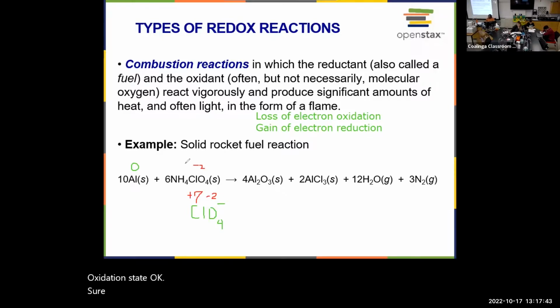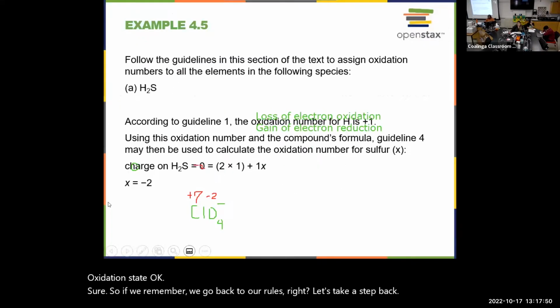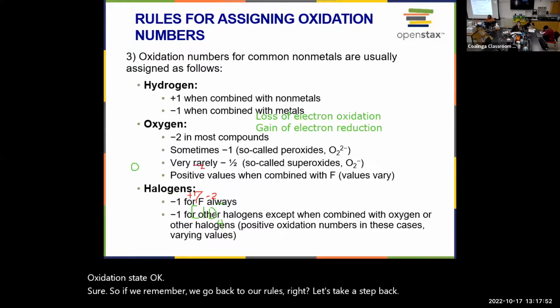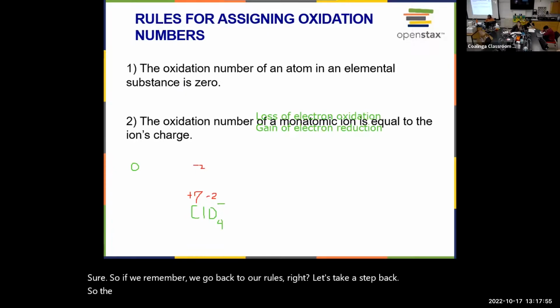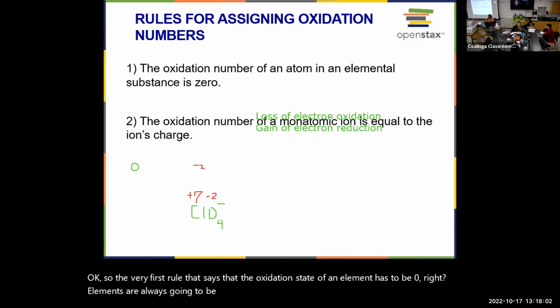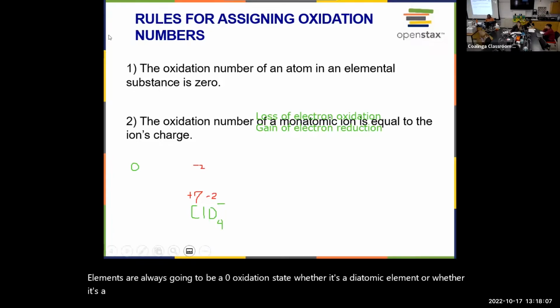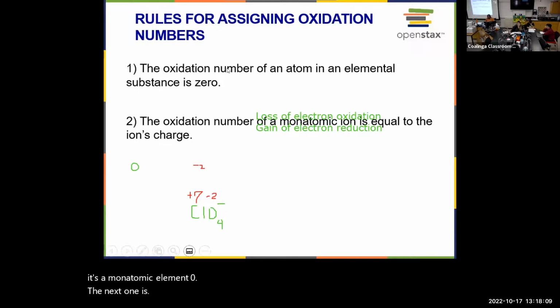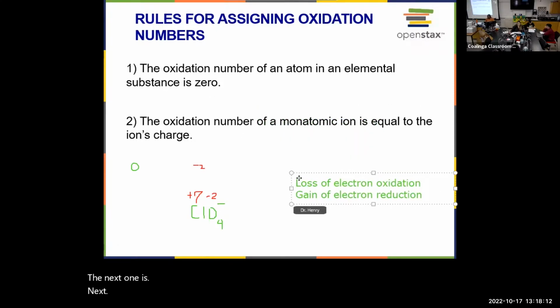So if we remember, we go back to our rules, right? Take a step back. The very first rule says that the oxidation state of an element has to be 0. So elements are always going to be a 0 oxidation state, whether it's a diatomic element or a monatomic element. The next one is the oxidation number of a monoatomic ion is going to be equal to the charge of that monoatomic ion.